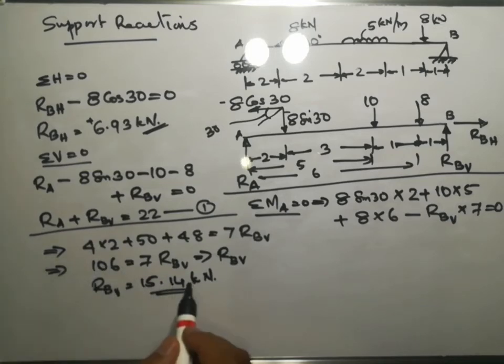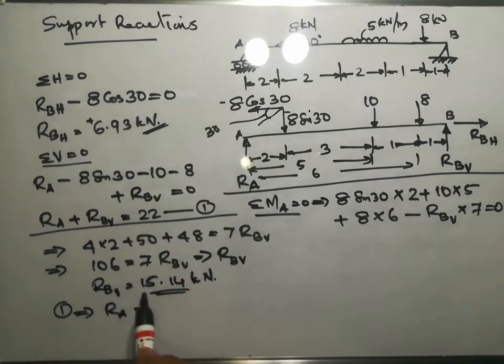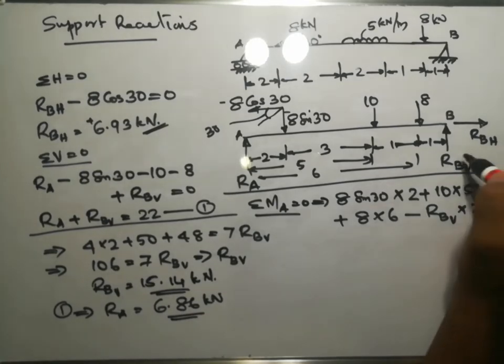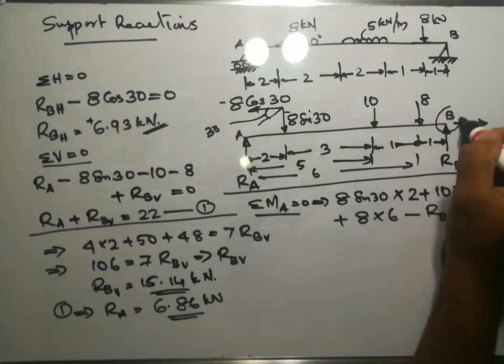Once we get RBV, we can find out RA from equation number 1. Equation number 1 will give you RA equal to 22 minus 15.14 equal to 6.86 kilonewton. So RBV equals 15.14 and RBH is equal to 6.86.